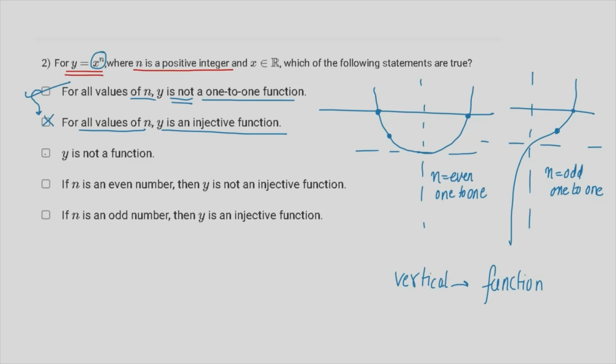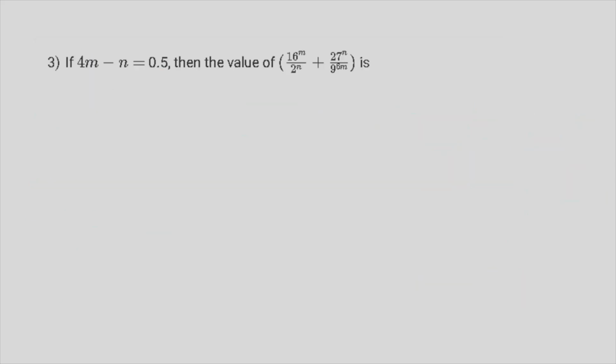Y is not a function. This is absolutely wrong. For any value of n, y will be a function. जब n की value even है तो y जो होगा वो injective नहीं होगा. So this is true. जब n की value odd है, so this is true. I'm sorry, क्रॉस क्यों कर दिया. जब n की वैल्यू ऑड है तो मेरा जो फंक्शन होगा वो इंजेक्टिव या 1-to-1 फंक्शन होगा, ये भी ट्रू है.